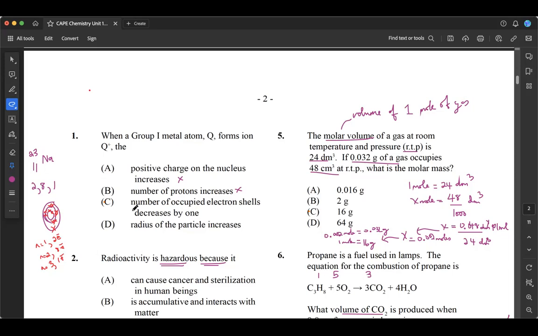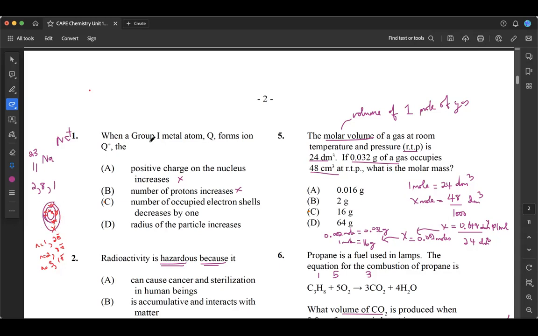Let's look at this one a little bit more closely, right? So if we have, say, sodium, for example, when sodium forms a Na+ ion, in its neutral state it has a configuration of 2,8,1, right? So there are 2 electrons on the innermost shell, 8 electrons on the second shell, and then the final shell has only 1 electron, right? So if sodium loses 1 electron, it's going to end up losing that whole shell, right?